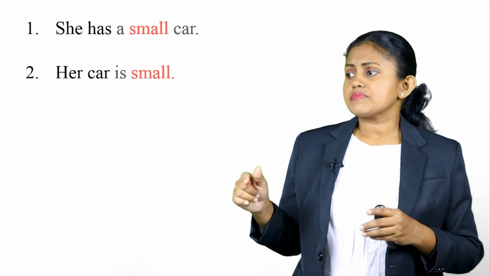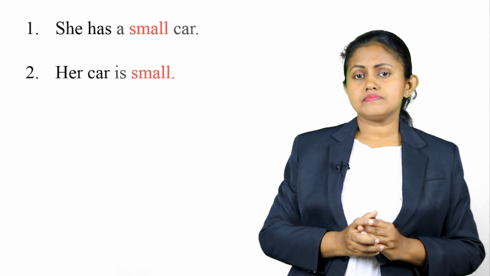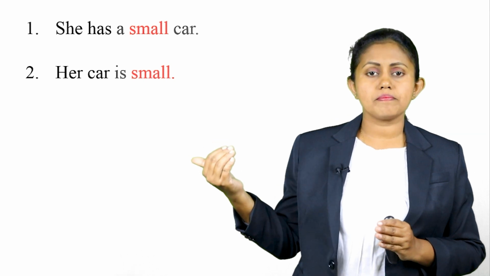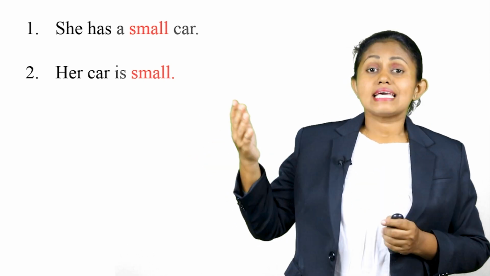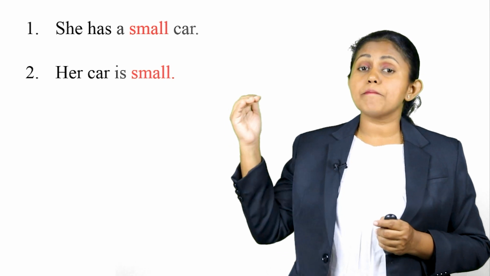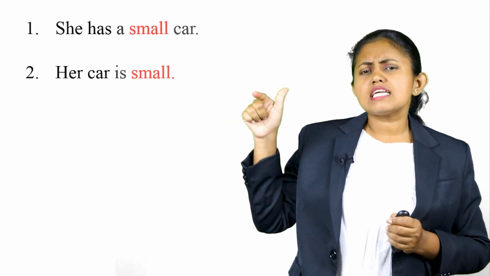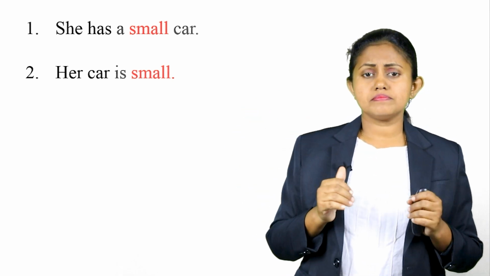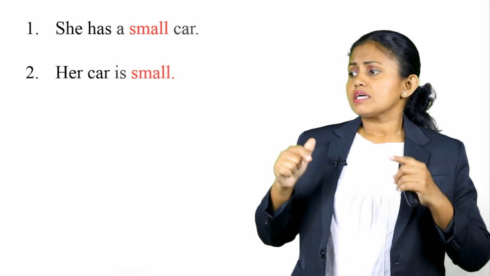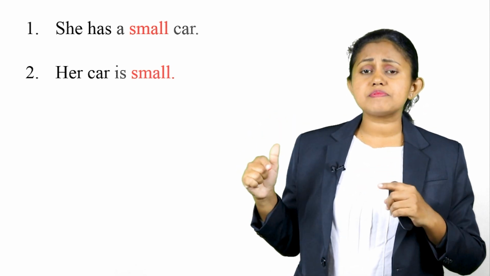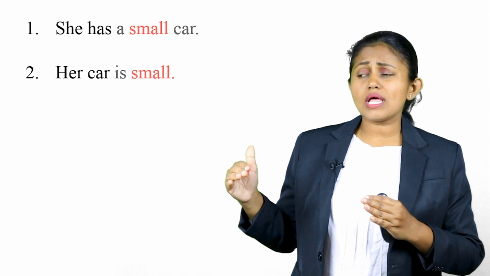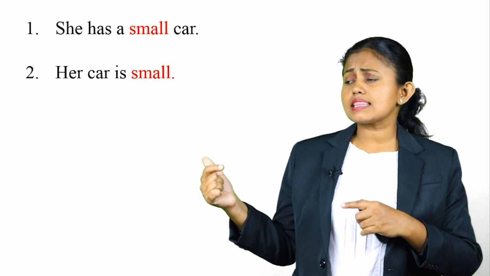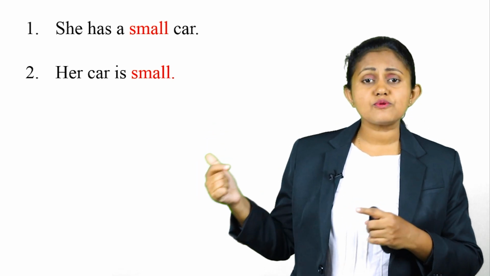First sentence is, she has a small car. Here the noun car is described by the adjective small. She has a small car. Here the adjective small is before the noun. But look at the second sentence. Her car is small. In this sentence, the noun car is described after the noun. So the adjective small is after the noun car. So here small is a predicative adjective.